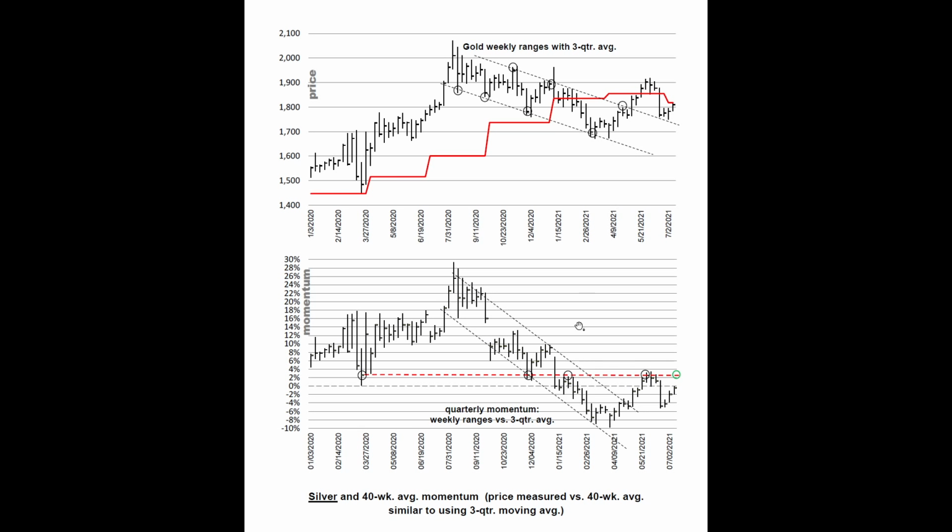And after the November low, you had a rally. But then when you rolled into the new year and the 3/4 average moved up again, in the very first week of the year, you have that bar on the momentum chart that broke below the red line.